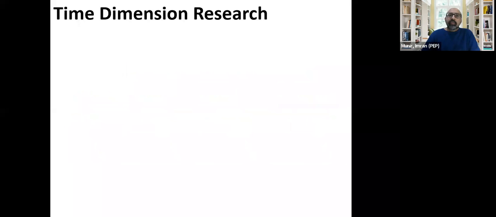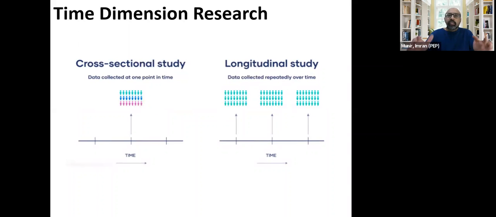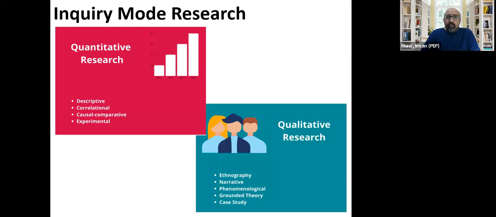Similarly, we will talk about time dimensions. It's cross-sectional and longitudinal. What is the difference? Cross-sectional is data collected at one point in time. In both cases you are collecting the data, but cross-sectional is at one point in time, while longitudinal is repeated over time. So this is the major difference. It's a time dimension of research, and it will be applied in both cases, explanatory and exploratory as well.